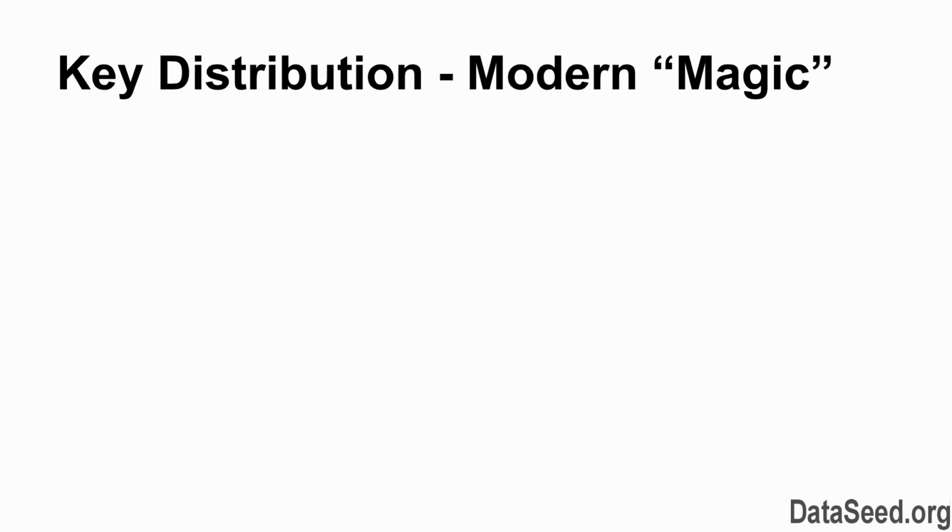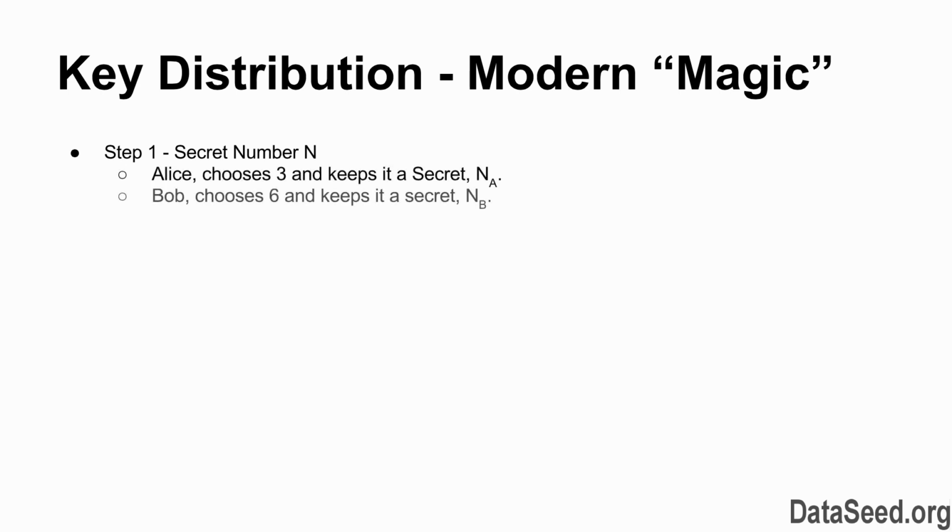So let's see how modular arithmetic can help us with our key distribution problem. First, Alice and Bob choose a number which they'll keep secret. Alice chooses 3 and Bob chooses 6, n sub a and n sub b respectively. Then they'll use the public function 7 to the n mod 11, and in a secure environment plug in their secret number n, and the result is the public number p.